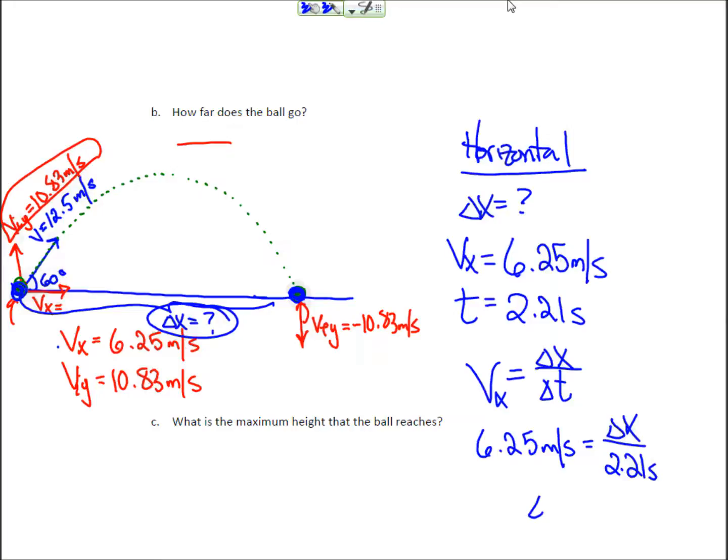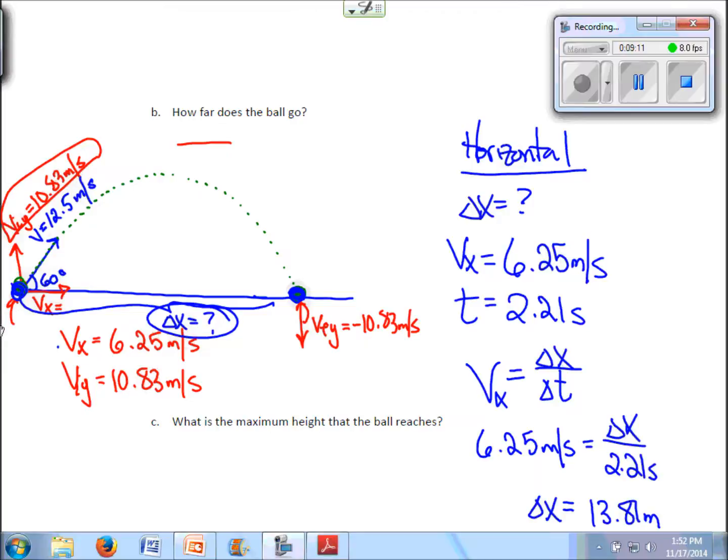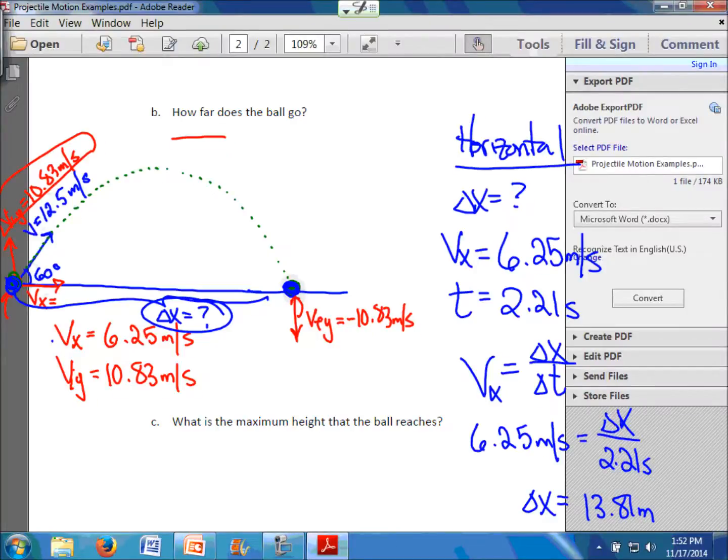And I get a horizontal displacement of 13.81 meters. So from the point where it's kicked to the point where it lands, it's 13.81 meters along the ground. That's just the horizontal displacement. So this isn't measuring how far it went through the air. It's measuring just the horizontal part, just along the ground between the starting and ending points.